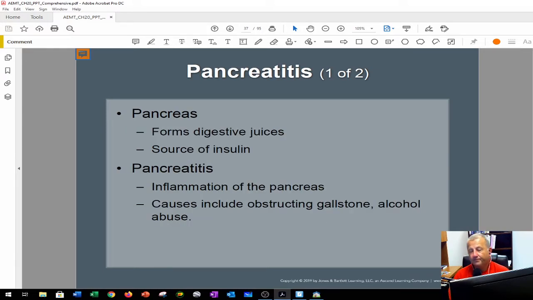Pancreatitis. So pancreatitis is another very miserable type of disease process. Remember, the pancreas helps form the digestive juices, helps to form insulin.